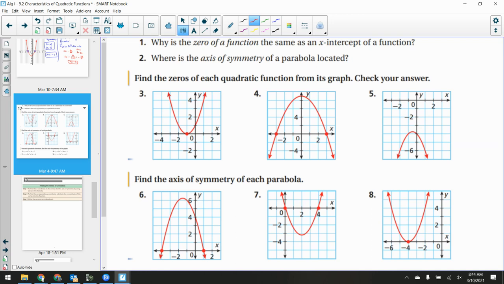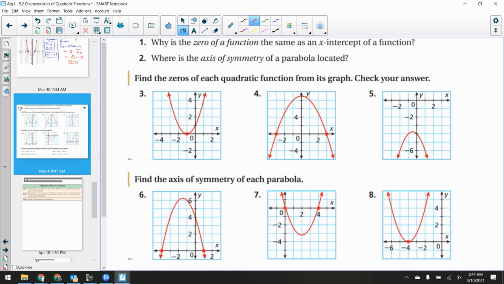Good. Negative 3, 0, and 3, 0. Good. Berkeley, number 5. Is it negative 0.5? This one here. Oh, there isn't one. There isn't any. Good. There isn't any zeros. Good. Number 6.